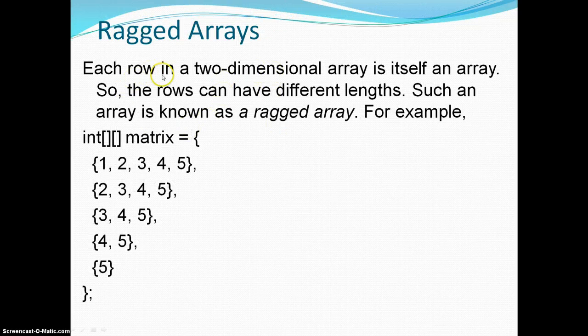Another topic is ragged array. Each row in a two-dimensional array is itself an array, so the rows can have different lengths. Such an array is referred to as a ragged array, as you can see in the example given below.